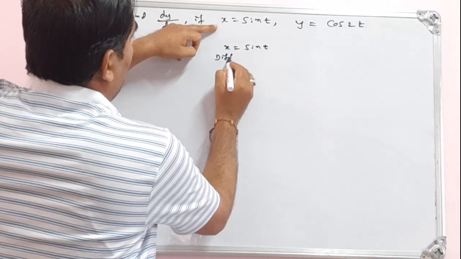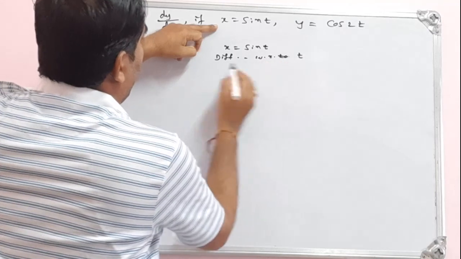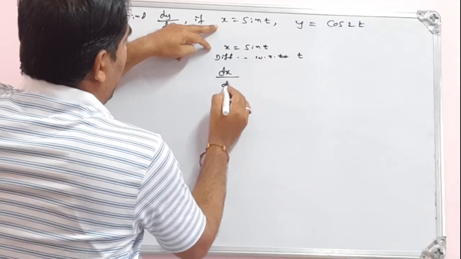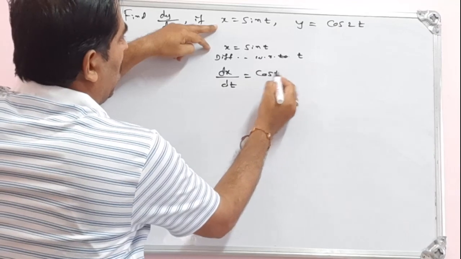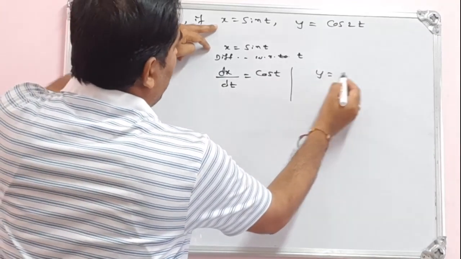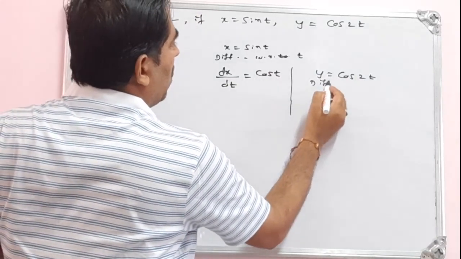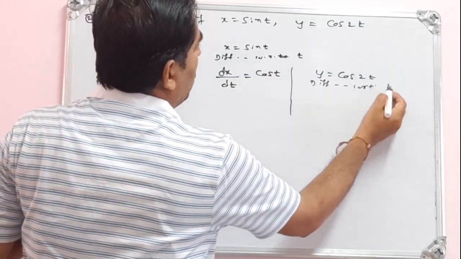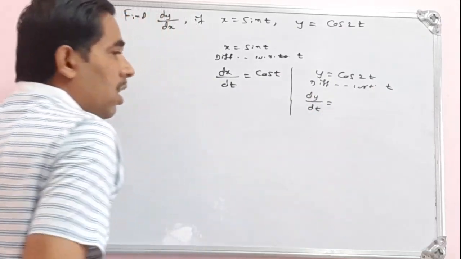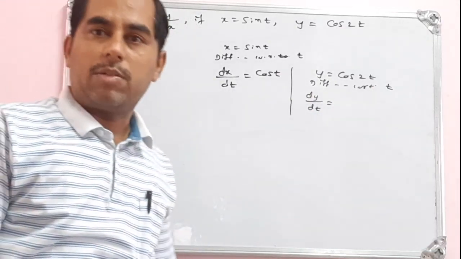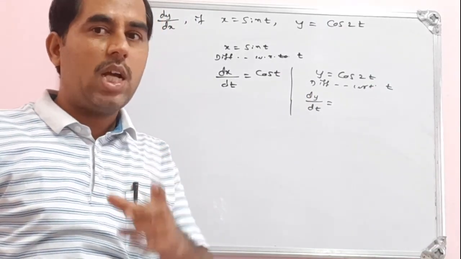Differentiate this with respect to t. Then I will get dx by dt. The derivative of sin t is cos t. Then you take y equal to cos 2t and differentiate with respect to t, dy by dt on the left hand side. Whenever writing the right hand side, observe carefully what the differential operator is. Here the differential operator is d by dt.